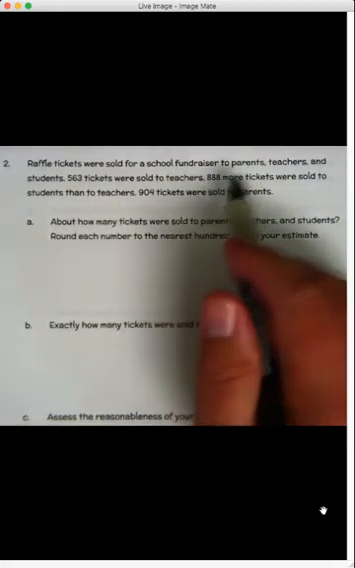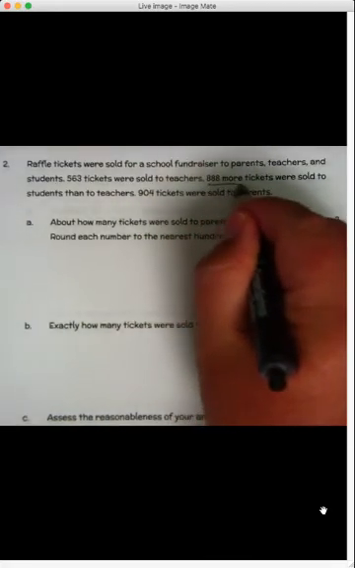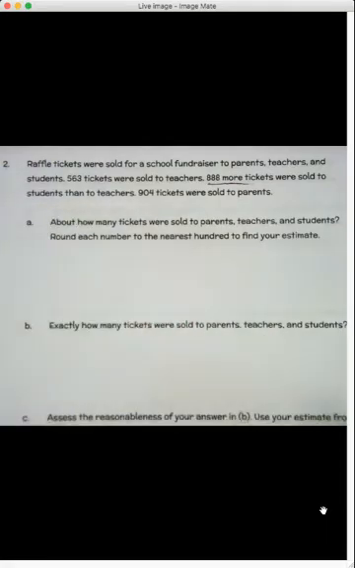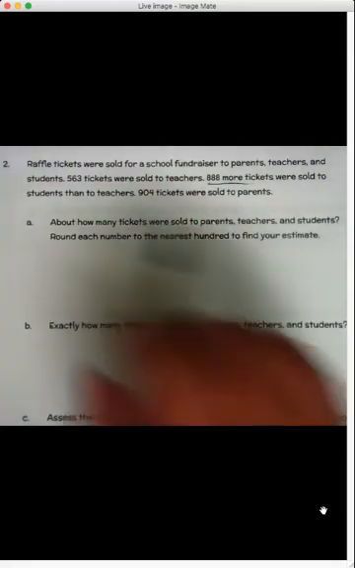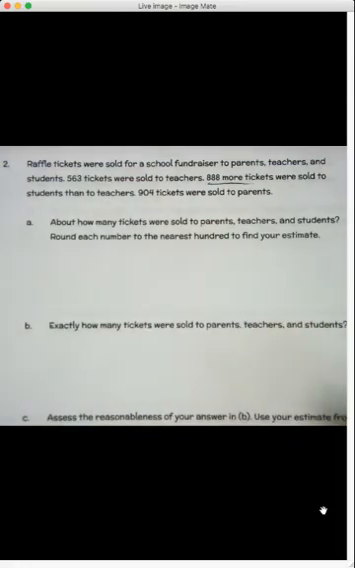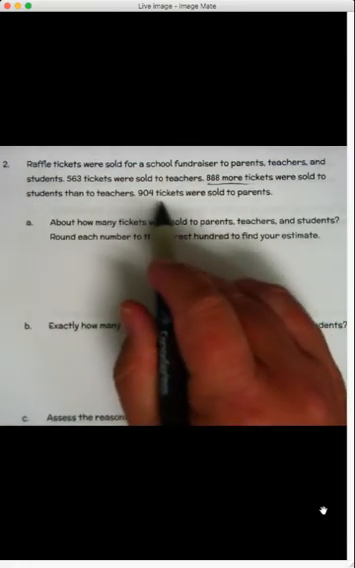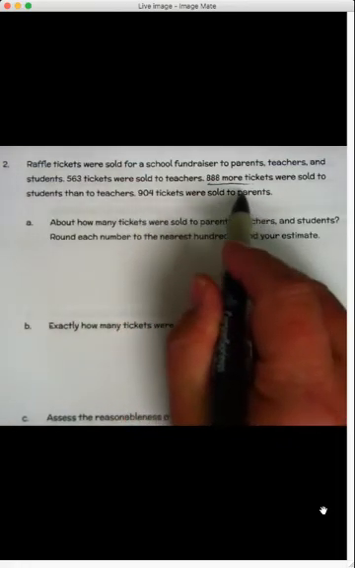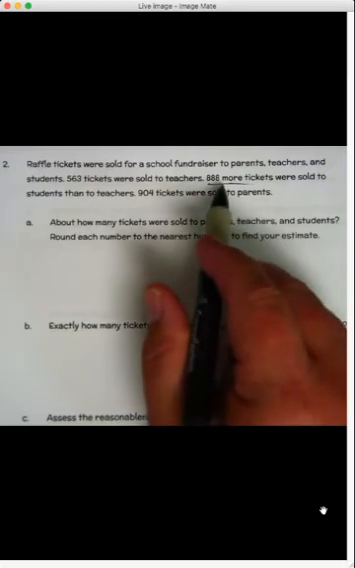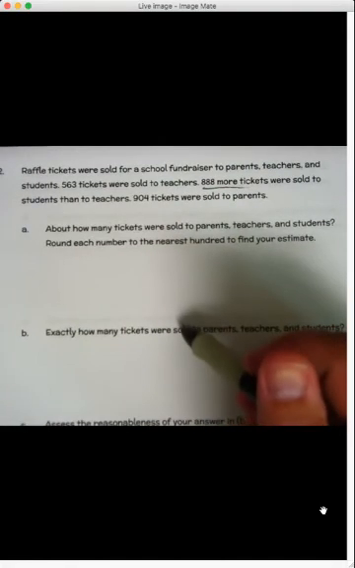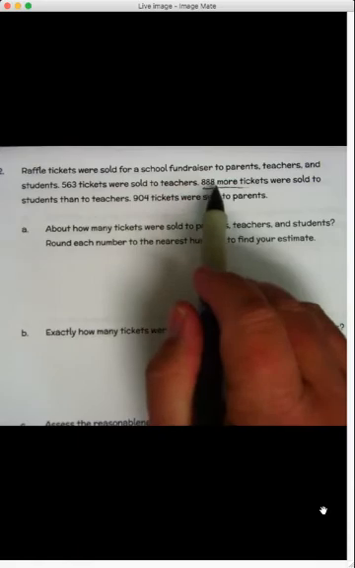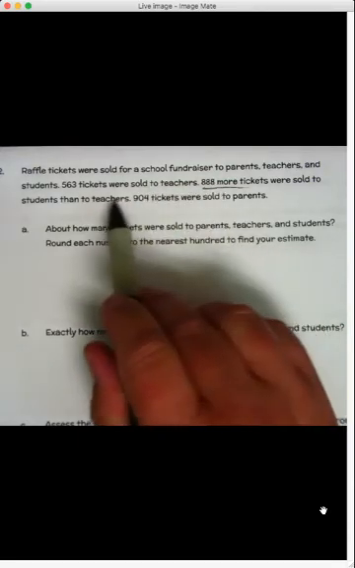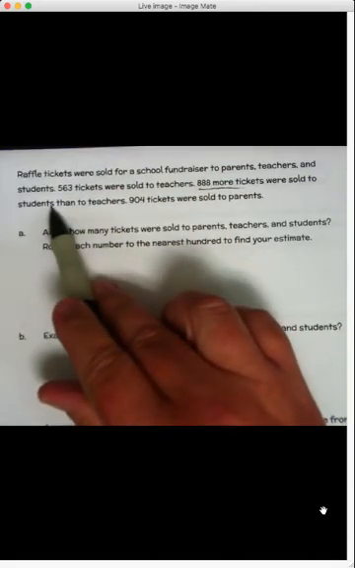But here's the tricky part. There were 888 more tickets sold to students than teachers. It doesn't tell us how many tickets were sold to students, does it? It just says there were 888 more tickets sold to those students than there were sold to the teachers. But it does tell us exactly how many tickets were sold to the parents. So the number we've got to find before we can do any of this is how many tickets were sold to the students exactly.